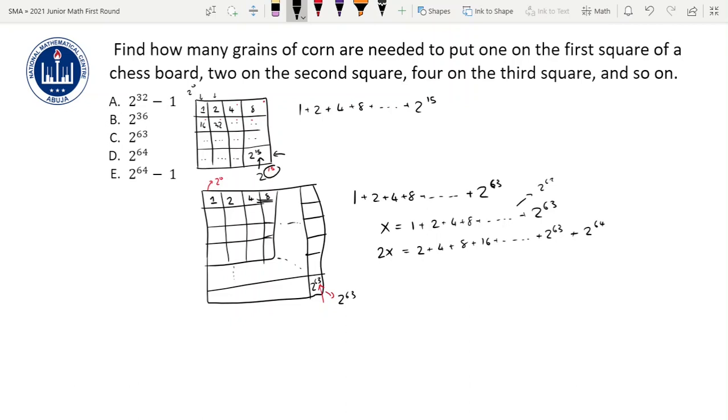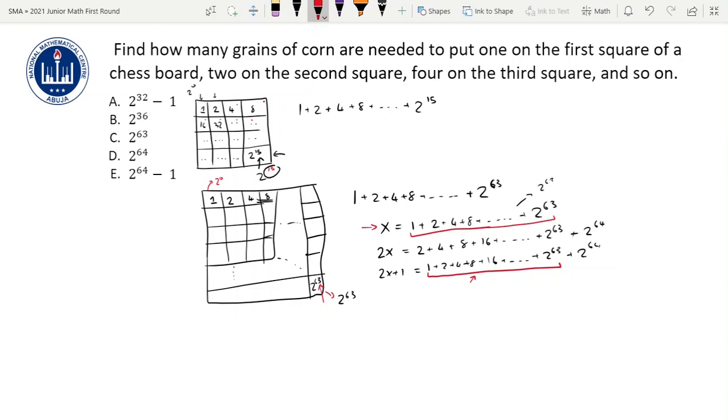And now we're going to add 1 to both sides of this equation. So 2x plus 1 will be equal to, we'll add the 1 at the start here, 1 plus 2 plus 4 plus 8 plus 16 all the way to 2 raised to the power 63 plus 2 raised to the power 64. Notice on this line here, we declared x to be 1 plus 2 plus 4 plus 8 up to 2 raised to the power 63. And on this final line here, we have 1 plus 2 plus 4 plus 8 all the way to 2 raised to the power 63. So this expression that we have here is equal to x.